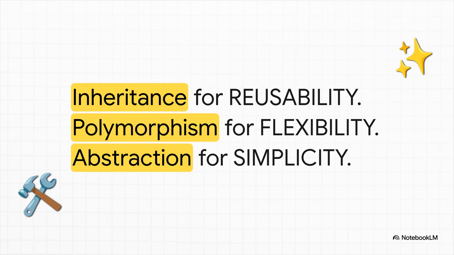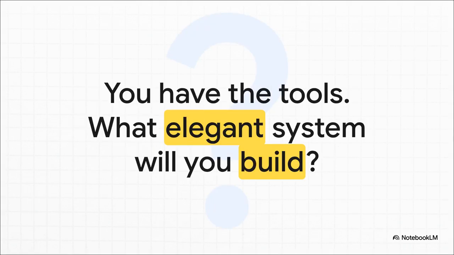Put them all together, and that's how you build systems that are robust, maintainable, and easy to change. You now have the fundamental patterns to truly manage software complexity. You're not just building objects anymore. You're ready to architect entire systems. So the only real question left is, what elegant system are you going to build?